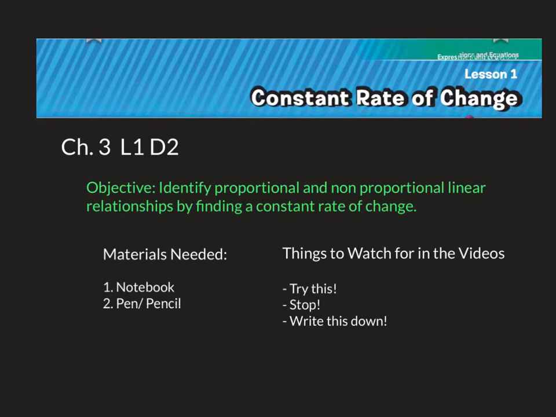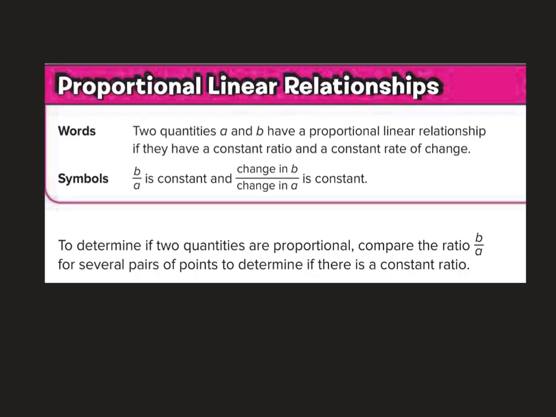Good morning. Today we're picking up with Chapter 3, Lesson 1, Day 2. Our objective is to identify proportional and non-proportional linear relationships by finding a constant rate of change. So we started looking for that constant rate of change yesterday, and we are going to continue today, and we're going to throw in the extra idea of being able to tell if a linear relationship is proportional or not.